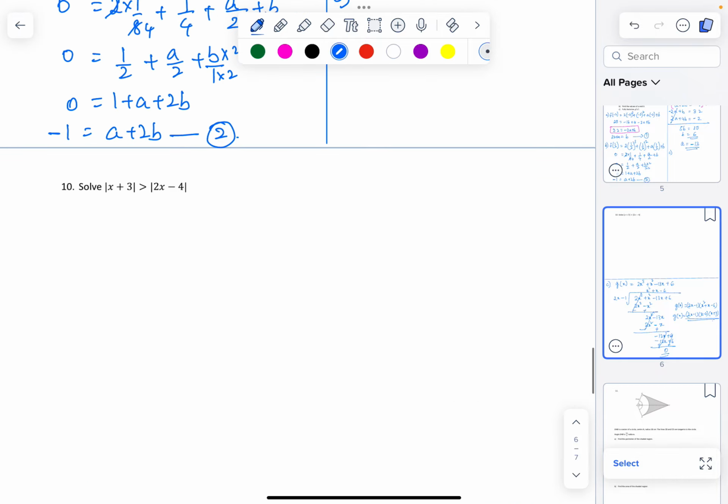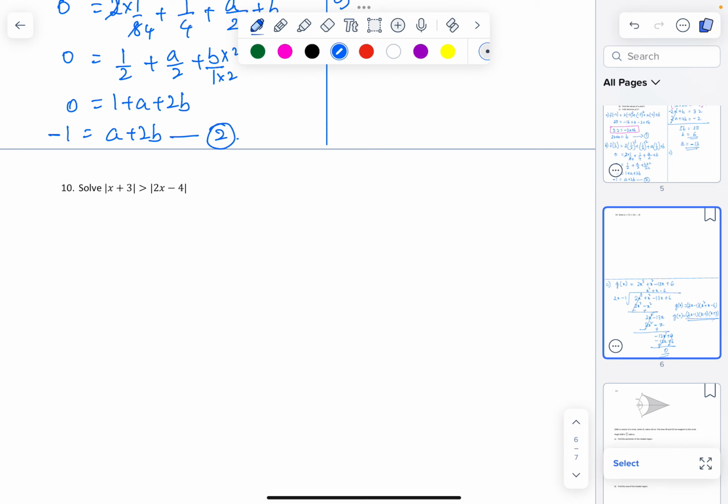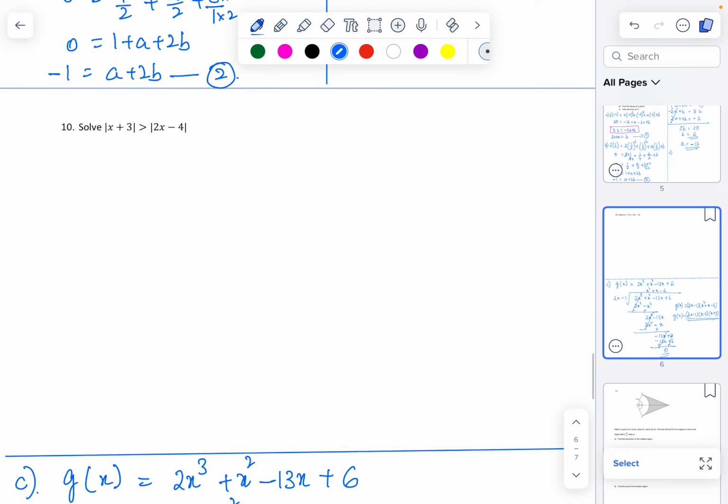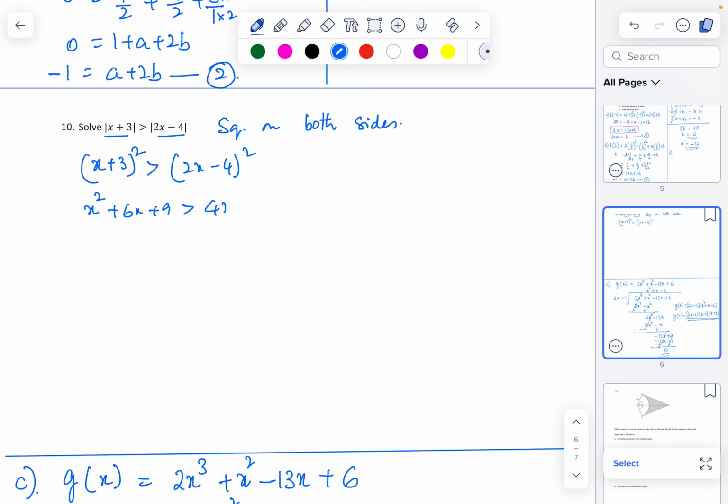So now let us look at question number 10. Again we have a modulus here, you can see. So I'm going to do squaring on both sides. Whenever you have a modulus on both sides, it's better to square on both sides. x plus 3 whole square is greater than 2x minus 4 whole square. So this gives me x square plus 6x plus 9 is greater than 4x square minus 16x plus 16. So I will bring everything together.